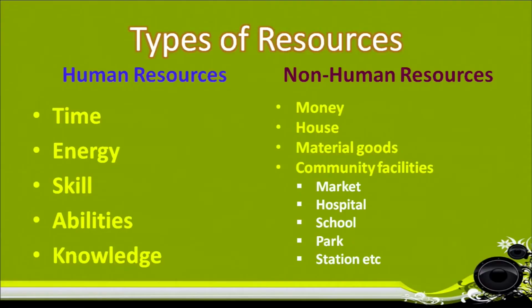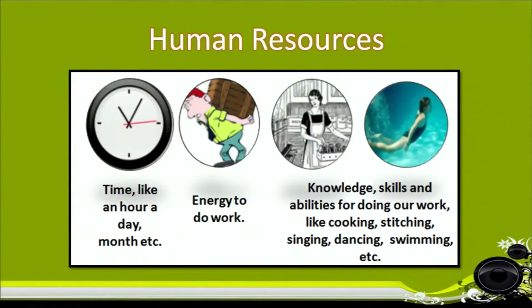What are types of resources? We have learned two types. Human resources are time, energy, skill, abilities, and knowledge. And non-human resources are money, house, material goods, community facilities like market, hospital, school, park, station, etc. You can see this picture, variety of human resources. Time can be an hour, day, months, years, etc., which we count through a wall clock or watch. We need the energy to do the work. We learn the knowledge, develop the skill and abilities for doing our work like cooking, stitching, singing, dancing, swimming. They are all human resources.